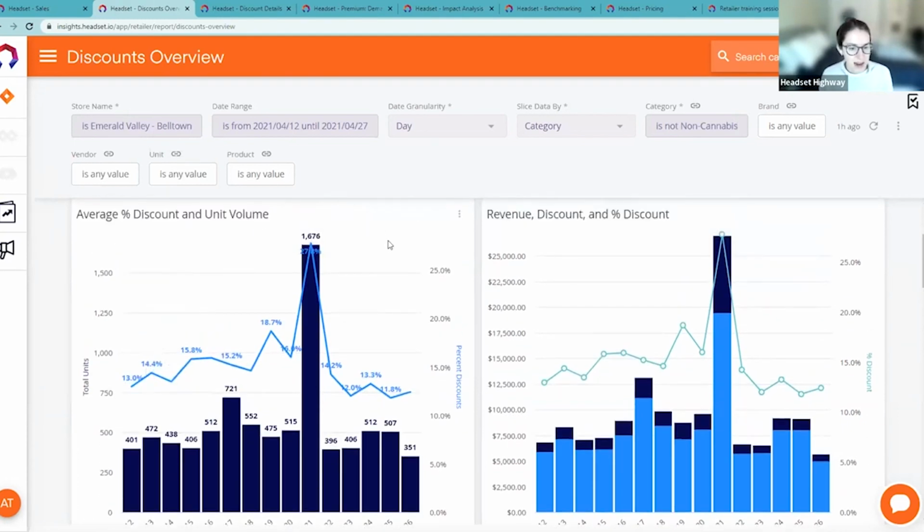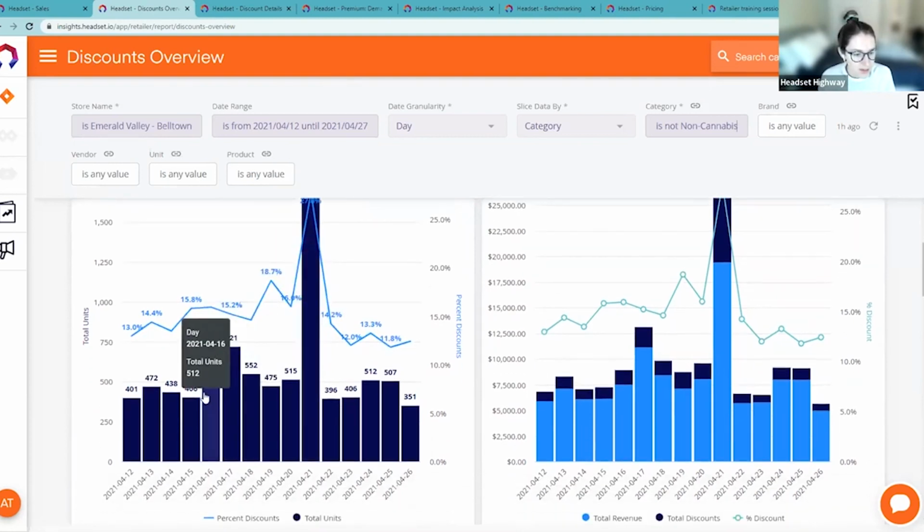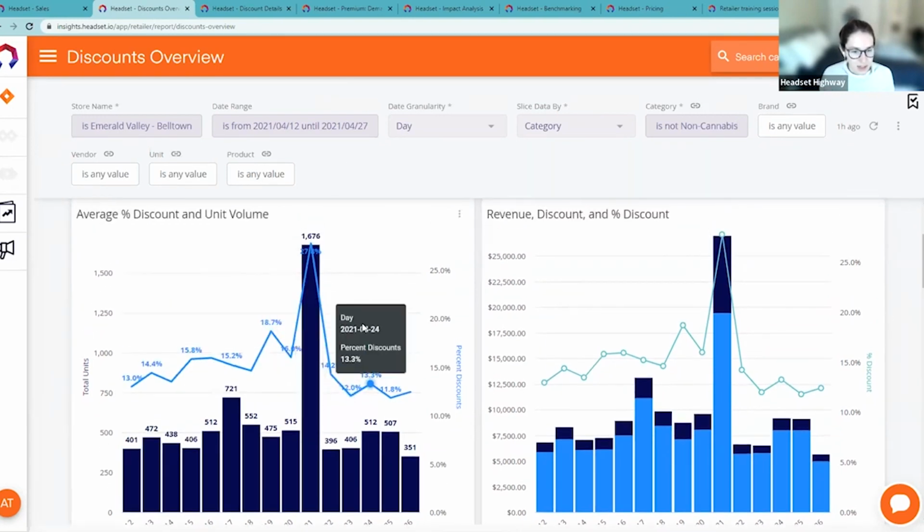So we can see an obvious outlier here. If we take a look at this huge bar, it says total units sold was about 1,600 or just over. And the discount applied was on average about 28%. Now, if we look at this compared to the previous couple of days, we see that units really spiked, more than doubled, and then the percentage went up as well. So interesting thing to look at there.